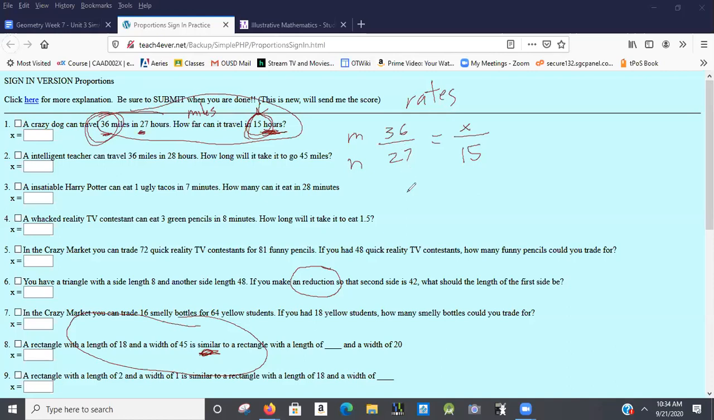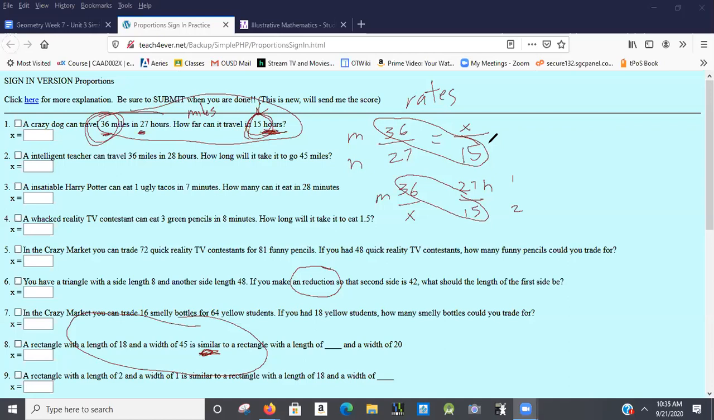Another way to set it up, which will give me the same answer just so you'll see it, is I could do miles and hours across from each other and say 36 and 27 in kind of the first half of our problem, compared to, I don't know how many miles, to 15 in the second problem. Notice either way I set it up, I'm going to end up multiplying the 36 times the 15. So as long as you kind of get your matching or corresponding parts together, it'll work.